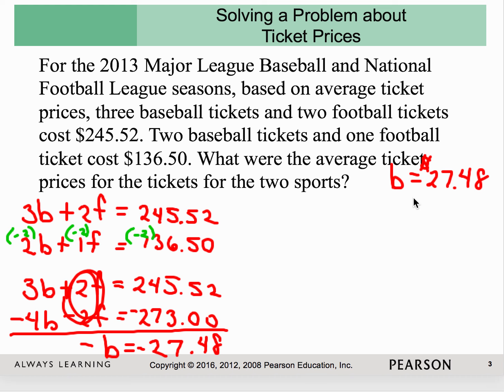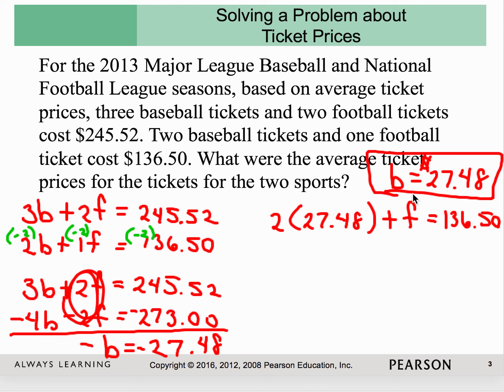Now I can either plug that in to this equation, or we can use elimination again, and this time get rid of the b's. I'm going to plug it in because if I get rid of the b's, I'm going to have to multiply this by -2 and that by 3. It'd be easier to just plug it in right here. 2 times 27.48 plus f equals 136.50. Don't forget, we already got one answer.